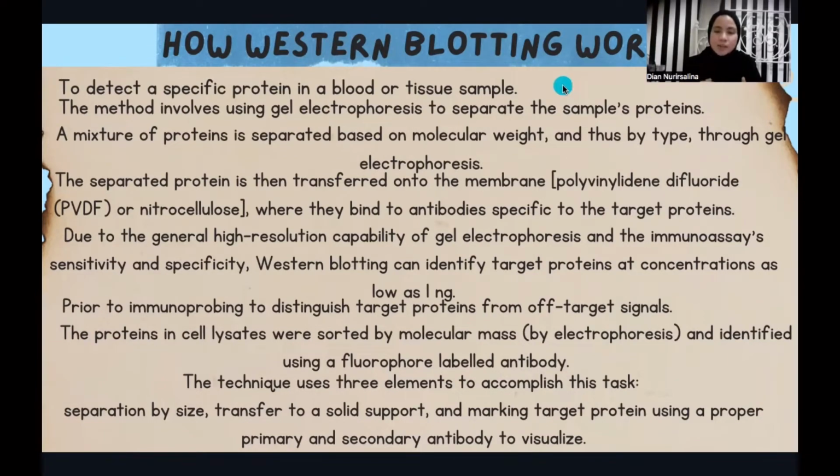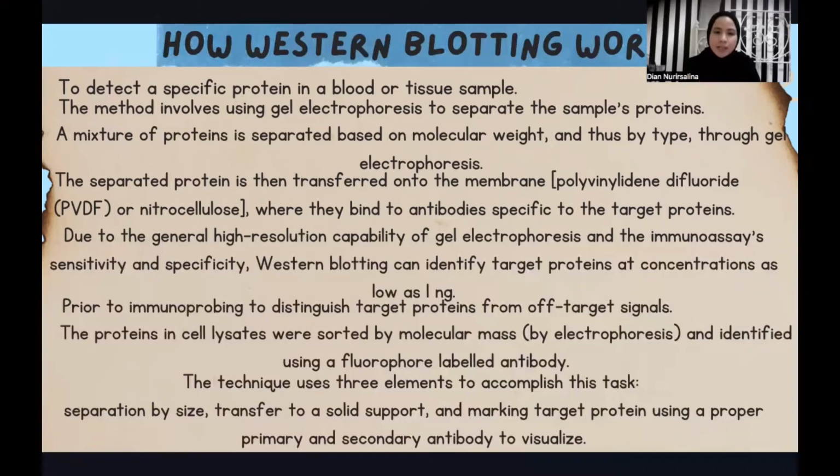Now I will continue about how Western blotting works. Western blotting is really important as it can detect a specific protein in a blood or tissue sample. The method used in Western blotting is gel electrophoresis, which is to separate the sample's proteins. A mixture of proteins is separated based on molecular weight and type.